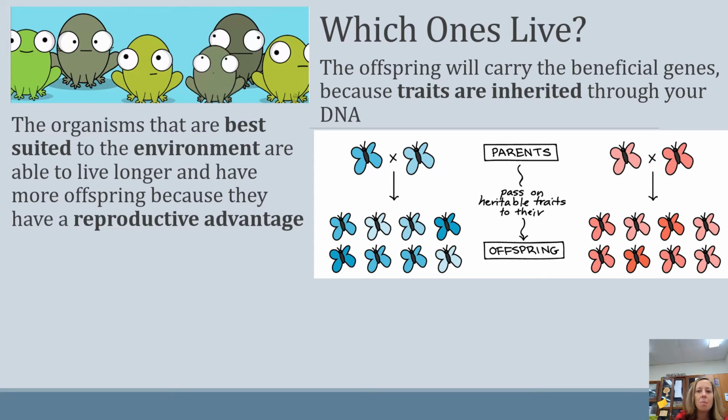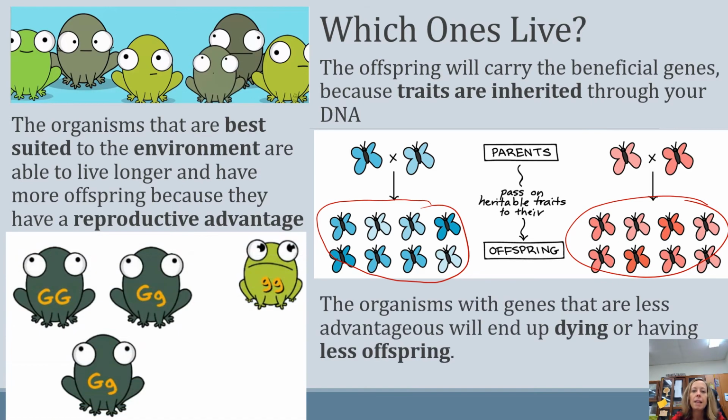Blue parents have blue babies. Now, in these blue babies, is there variation? Yes, they're different, right? Pink parents have pink babies. In those pink babies, is there variation? Yes, that's fine, but they're still passing on their traits to their offspring. And then lastly, the organisms with the genes that are less advantageous or don't give you an advantage end up dying out, right? Or they end up having less offspring.